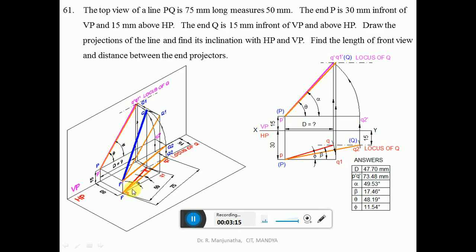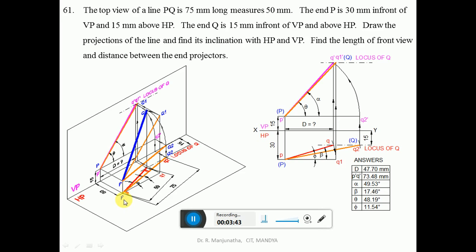But we know the top view true length. If the top view is the true length, then its corresponding front view will be parallel to HP, because this is the true length in HP. So obviously this front view has to be parallel to HP. So here, since it is the true length in HP, point P is above HP by 15 mm, and point Q2 should also be above HP by 15 mm. So PQ2 will be the line which is the true length in space.